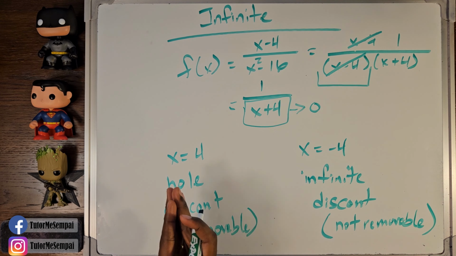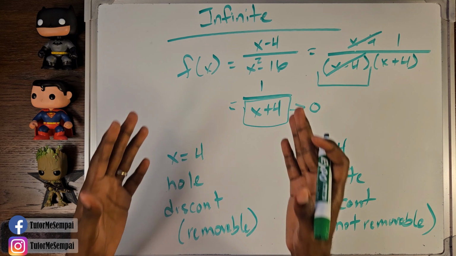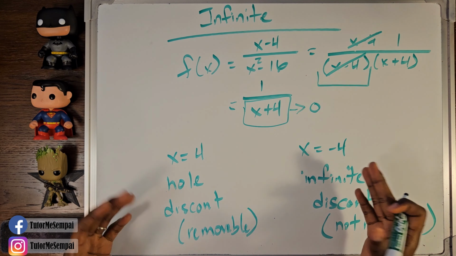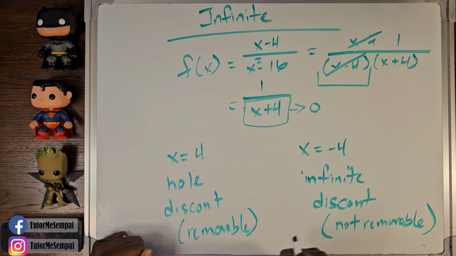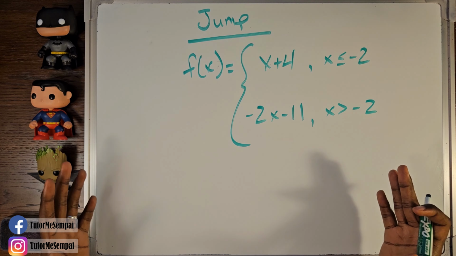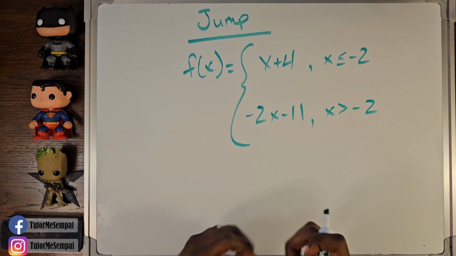So you see, you can have multiple discontinuities in a single function. Just take your time, break it down, and factor where you can to see which ones you have, if not both of them. But now that we've covered infinite discontinuities, let's jump into our jump discontinuity. So our last discontinuity for today is going to be our jump discontinuity.